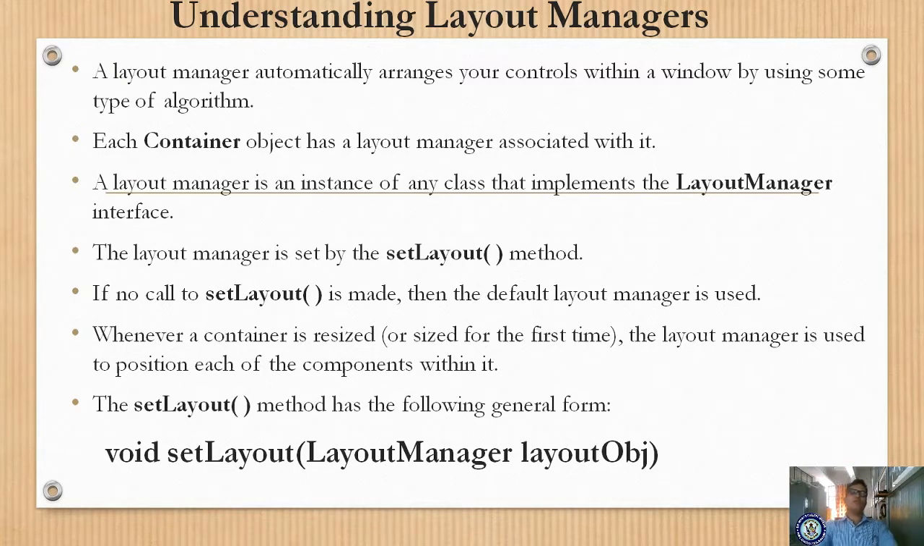A layout manager automatically arranges your controls within a window using some type of algorithm. So if you want automatic arrangement of your controls in a window, you have to follow some type of algorithms. Let us see. Each container object, please observe here, each container object has a layout manager associated with it. Whatever layout manager you are using, a layout manager is associated with each container object. Till now we have been using component objects, right? Now we are learning container objects.